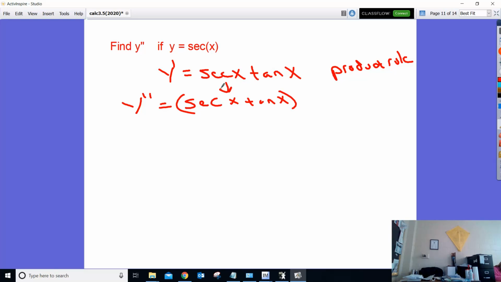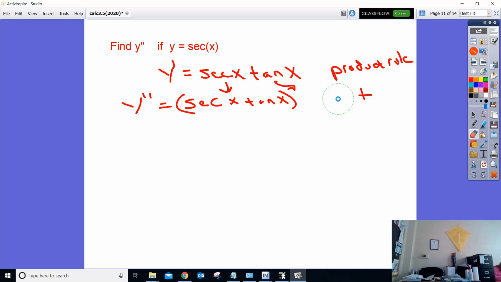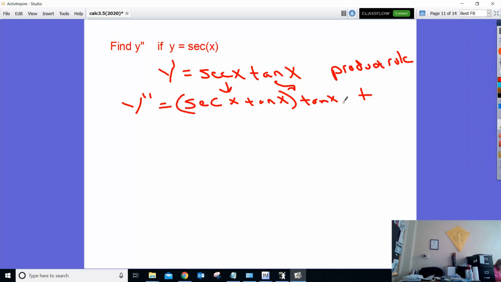Which one is it? Secant squared. There's a plus sign. I already took the derivative of secant, so I don't have to do it again. Here I have to take the derivative of tangent, which is secant squared. See, I missed that? Sure, I caused some confusion on her side.